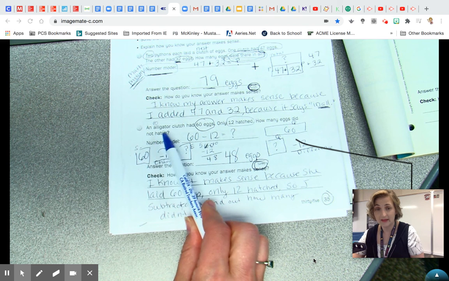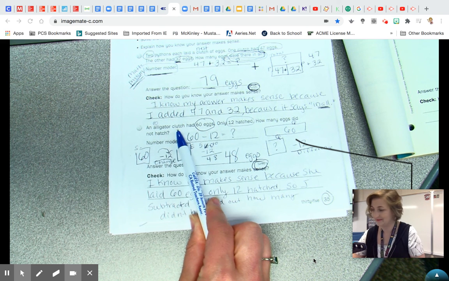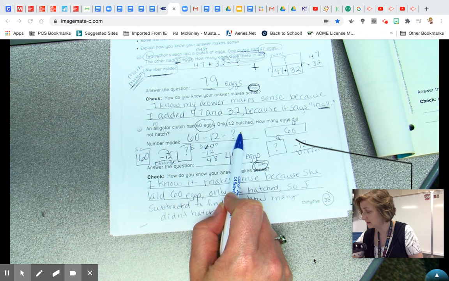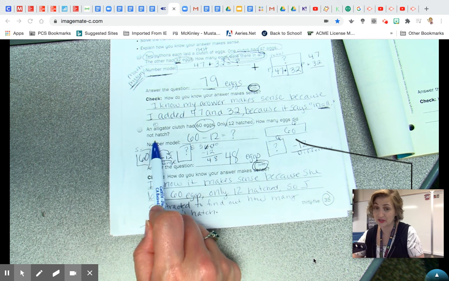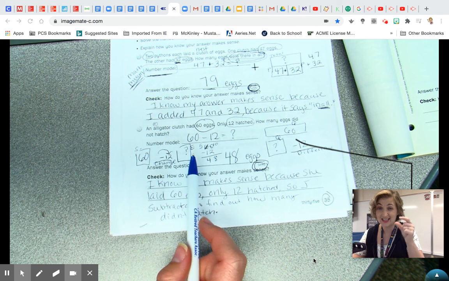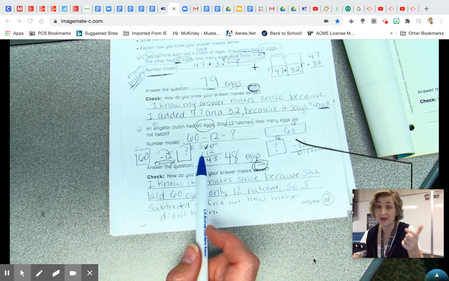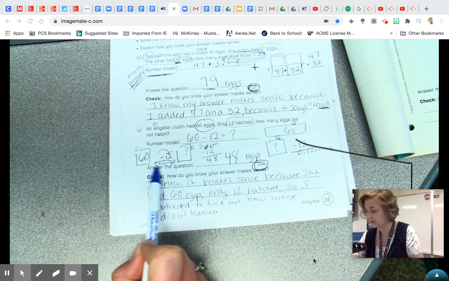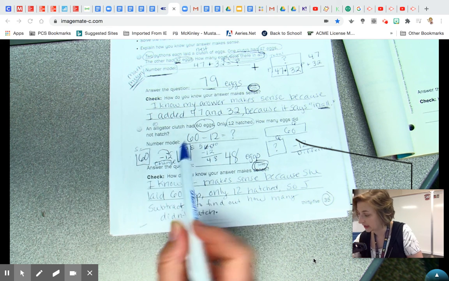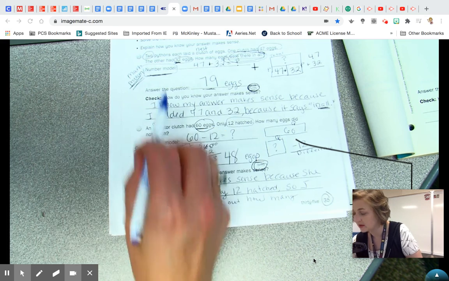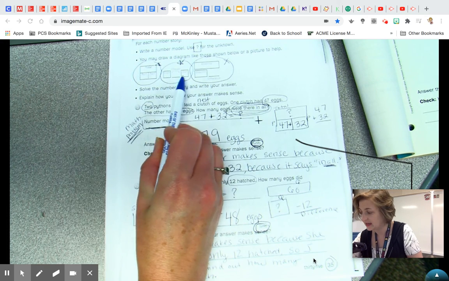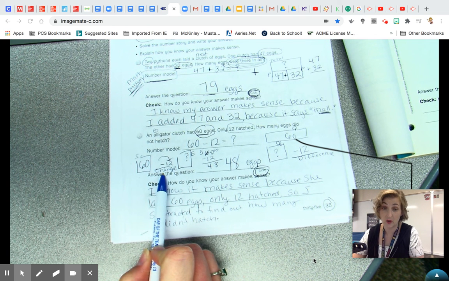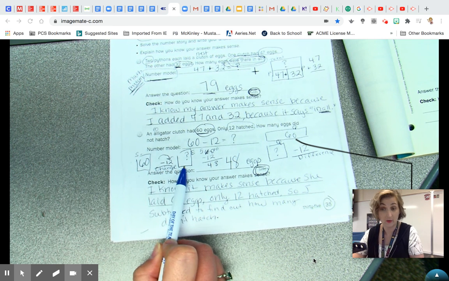So number two, an alligator clutch nest had 60 eggs but only 12 hatched. It's so sad. How many eggs did not hatch? Okay, so I have to find the difference here if I need to know how many eggs didn't hatch. Okay, so I did this one right here. So 60 is where I started. It says up here, start and end, and then what is my change? Okay, so my change is I'm going to subtract 12. And where I'm going to end up is my question mark.